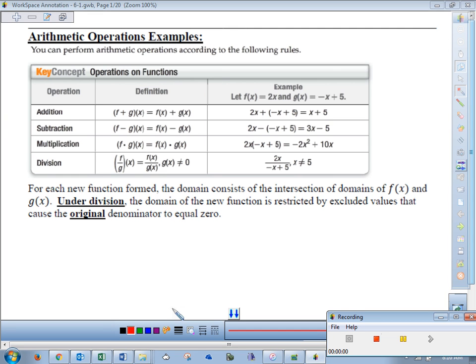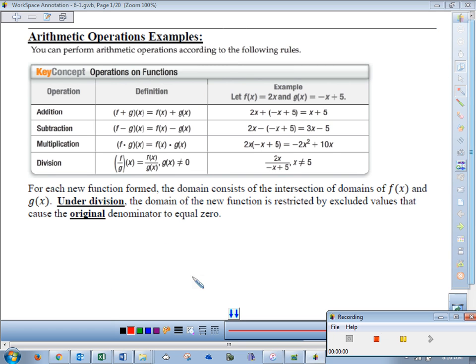6-1 in Advanced Algebra 2. Today we're talking about functions and arithmetic operations. Those, of course, are adding, subtracting, multiplying, and dividing. Right? We're just going to do those with some functions to start out with. So, very complicated. I don't care if you look at it or not.